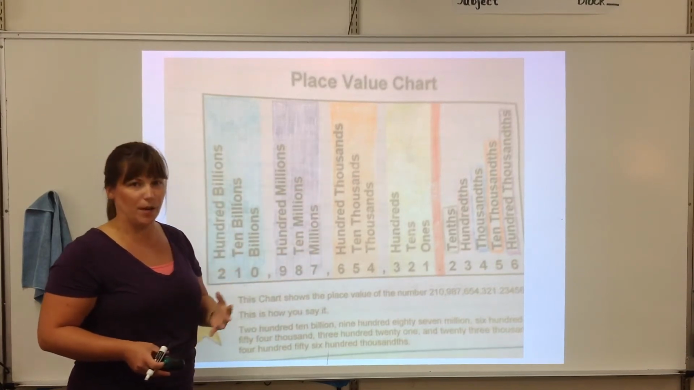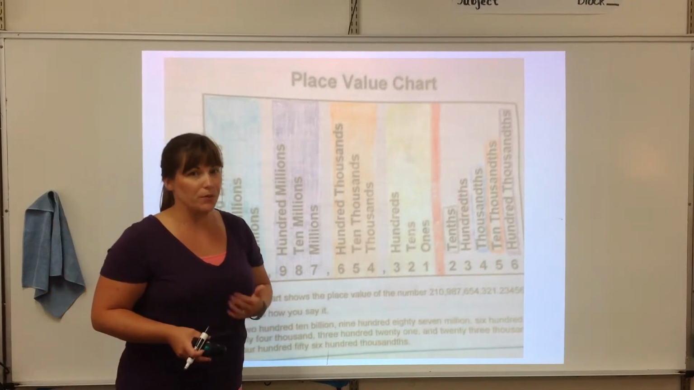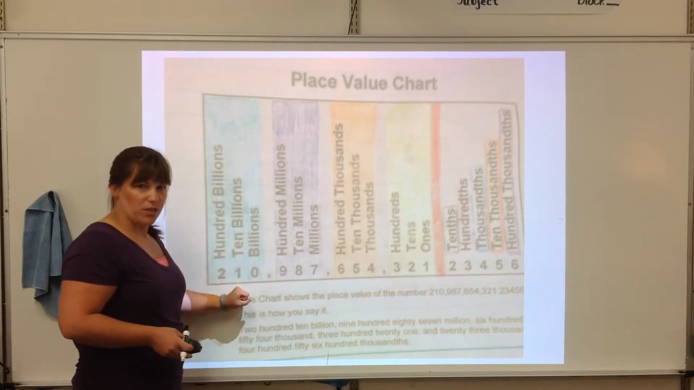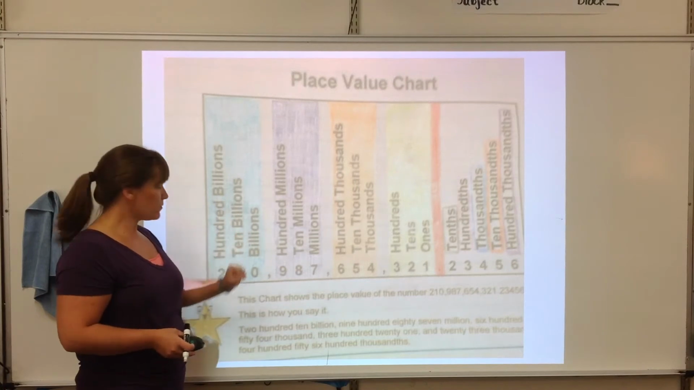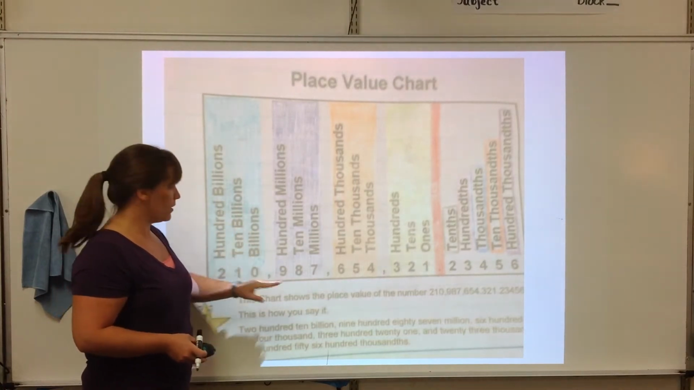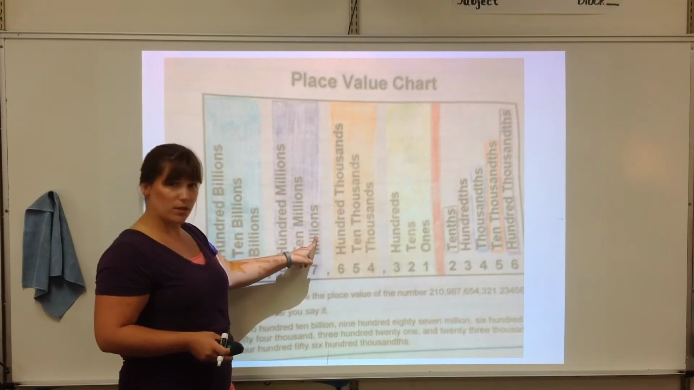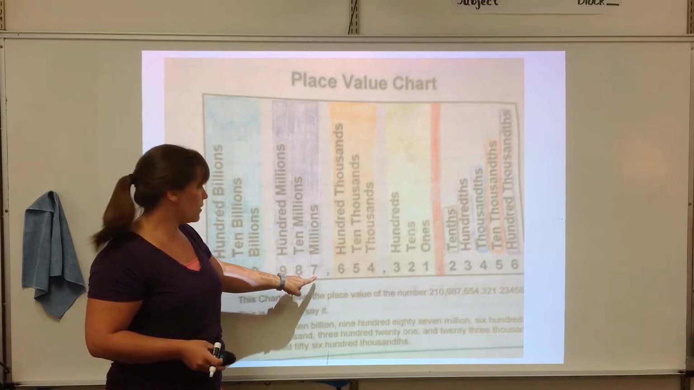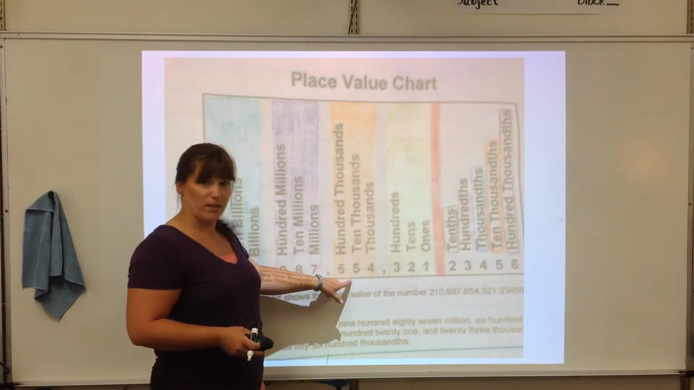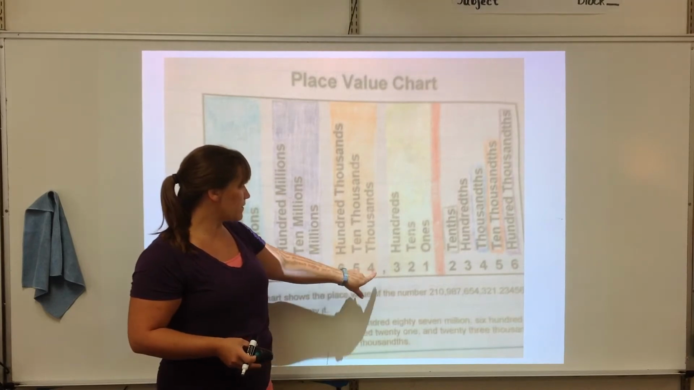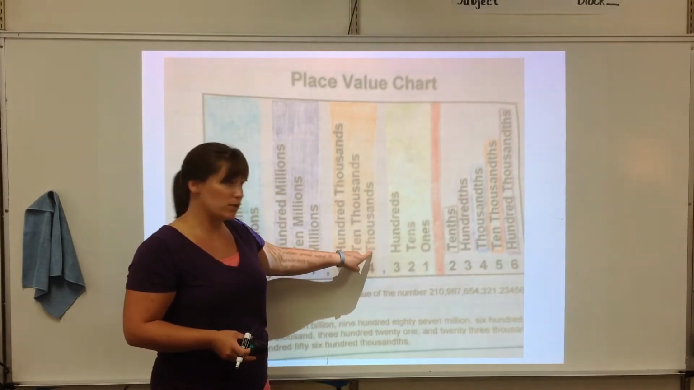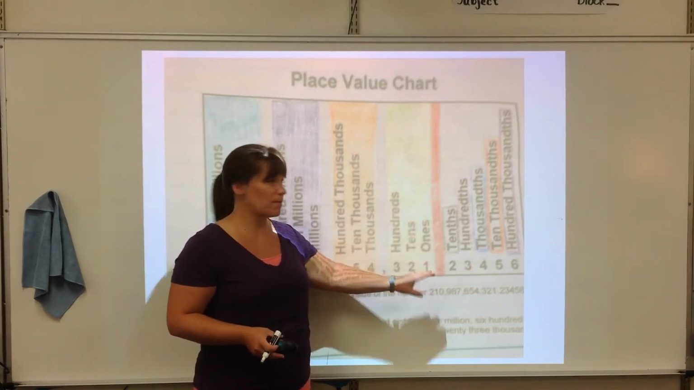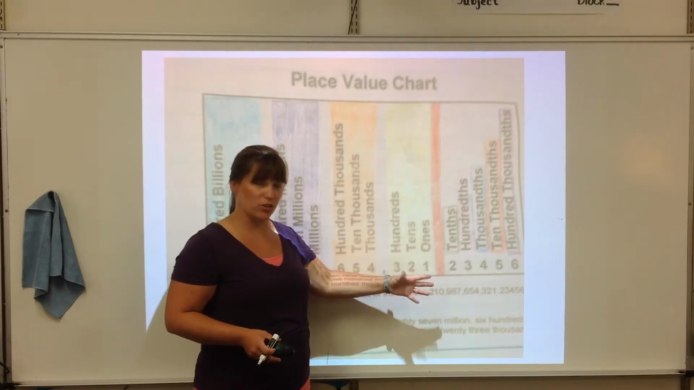So in order to read a number, all you need to do is be able to read a 3-digit number. And you will always start and just read this 3-digit number and then say what house it's in. So 210 billion, 987 million, and you look at the last number in that chain of 3 and say that house. Then you move on to the next one, 654, and then say the house, 1,000. And then the last period, just say 321, doesn't have a house name because it's the one place that you're actually talking about now.